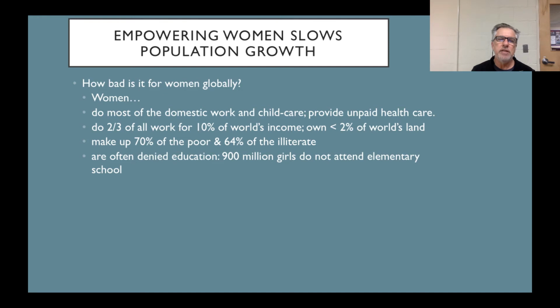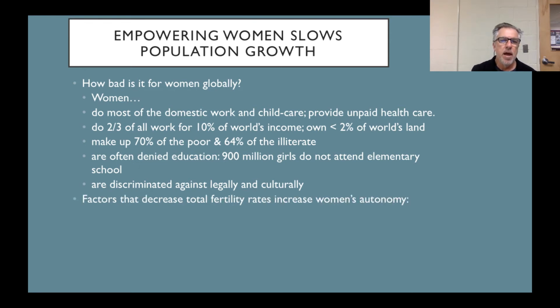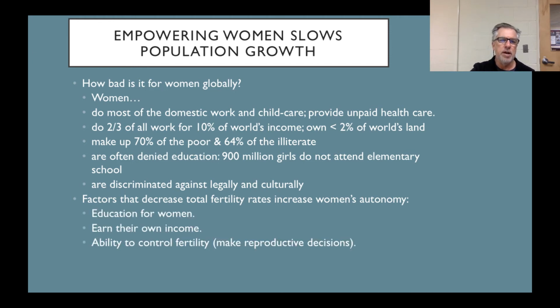As of 2010, there were still 900 million girls that do not attend elementary school in the world. They are often discriminated against legally and culturally, and I think you all probably know examples of that, although we can discuss them if you'd like. And as we've already seen, education, ability to earn their own income, ability to control fertility, laws that can create or uphold women's rights, those things will all have a negative effect on fertility.